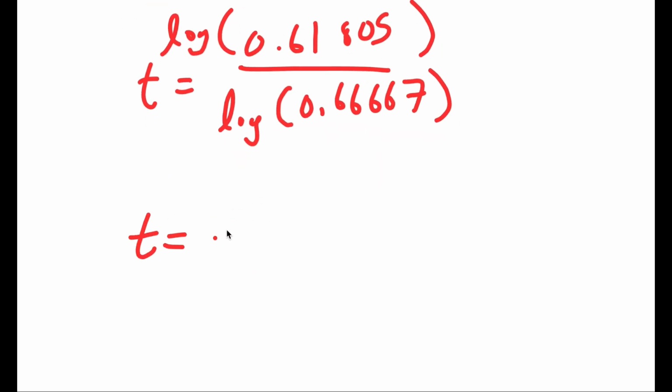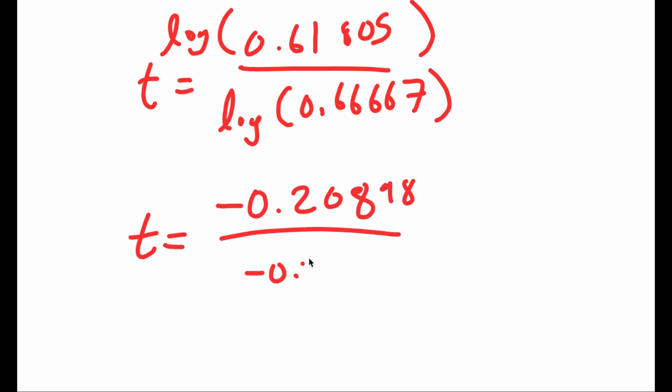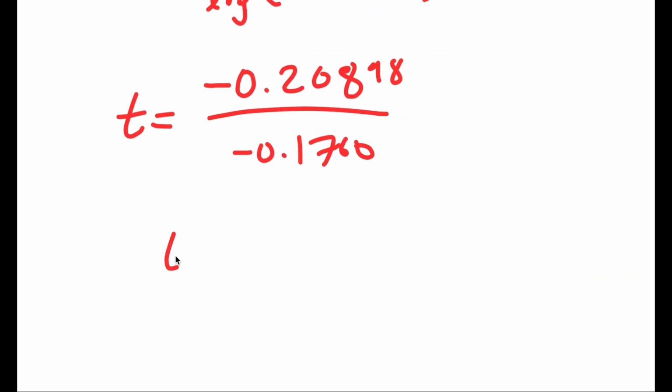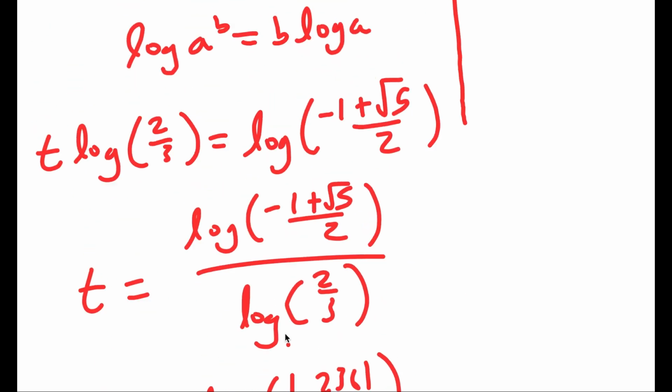Now, you can plug these into a calculator, but if you take the logs of these two, you get 0.20898 over negative 0.1760, which is equal to 1.18678. So this is our value of t here.